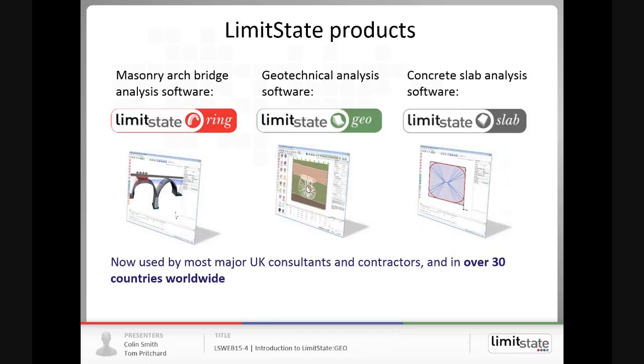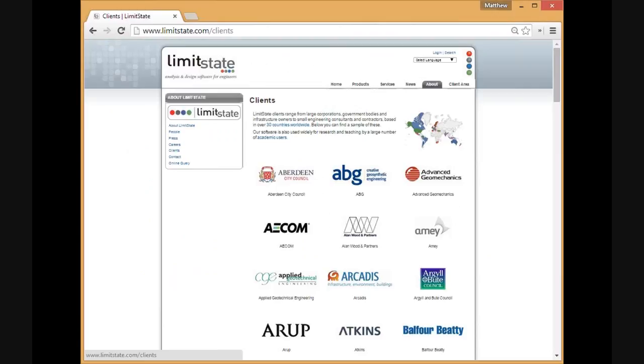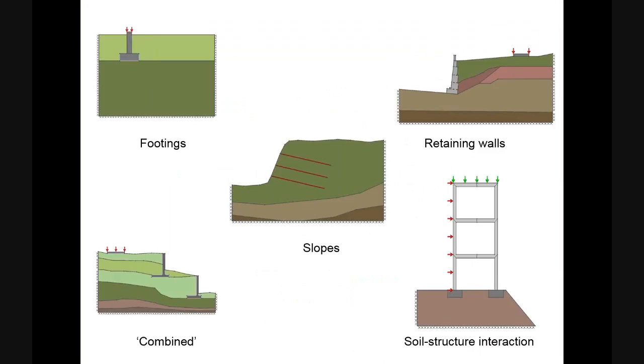At present, the company has 3 products available: LimitState Ring for Masonry Arch Analysis, LimitStateGEO, subject of today's webinar, and LimitState Slab for concrete slab analysis. And the software is used by many contractors and consultants, large and small, in over 30 countries worldwide.